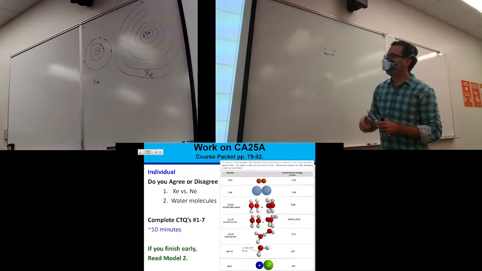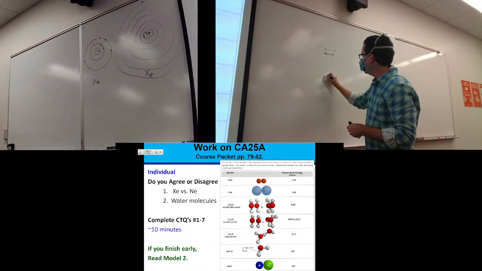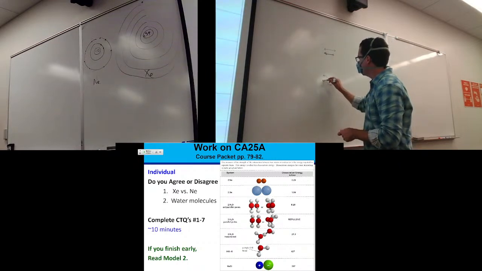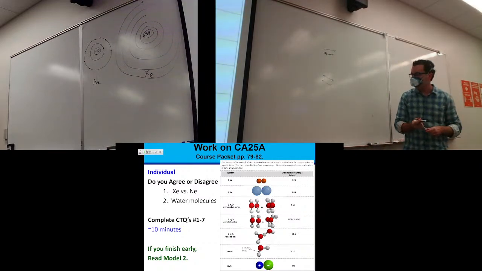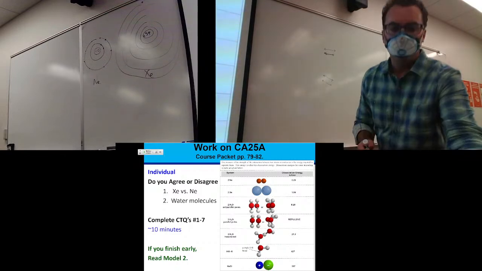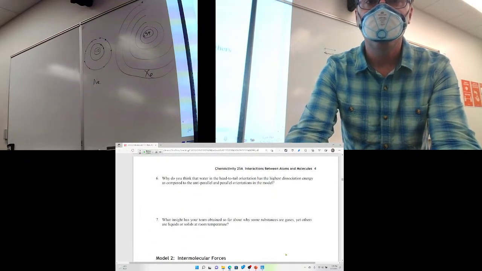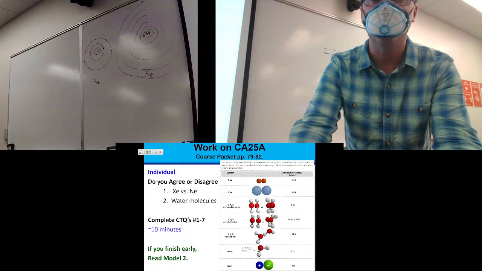But for the parallel poles, they're both going in the same direction. That's no good. You're having the two positives near each other, the two negatives near each other, they will repel each other. The next question on mine, what about head to tail versus anti-parallel and parallel?